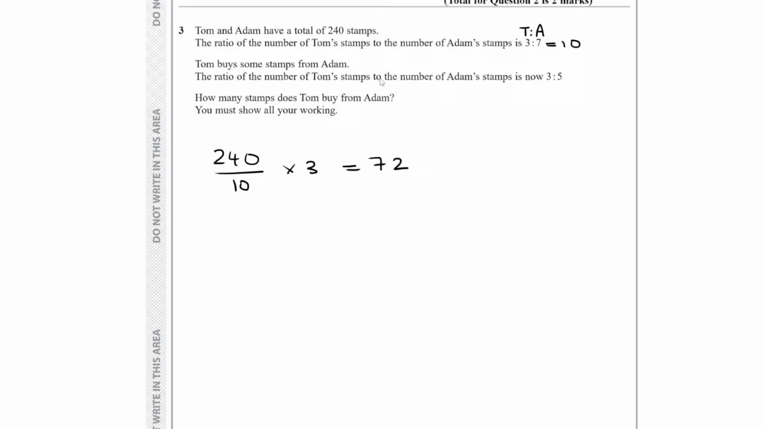Now, Tom buys some stamps from Adam. I guess you wouldn't even need to really work out Adam's ones, would you? You could, but you wouldn't have to. So this is Tom before, and then we know it's 240 still because they're swapping stamps between themselves.